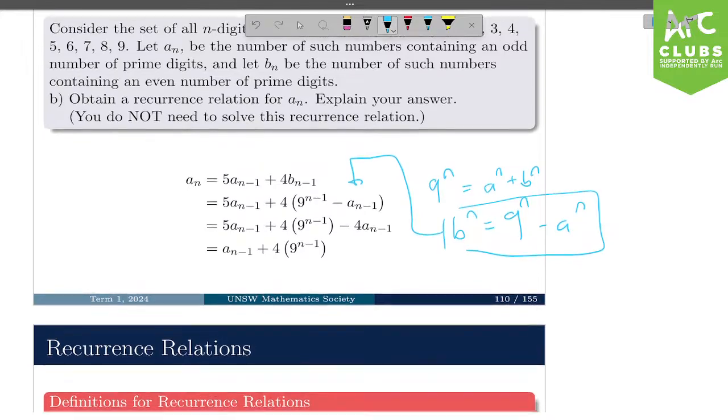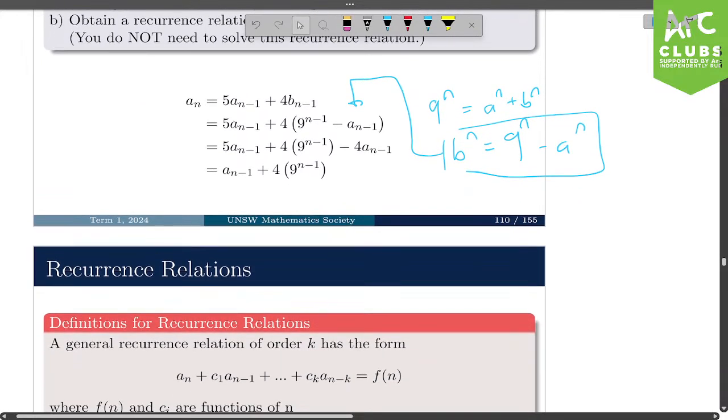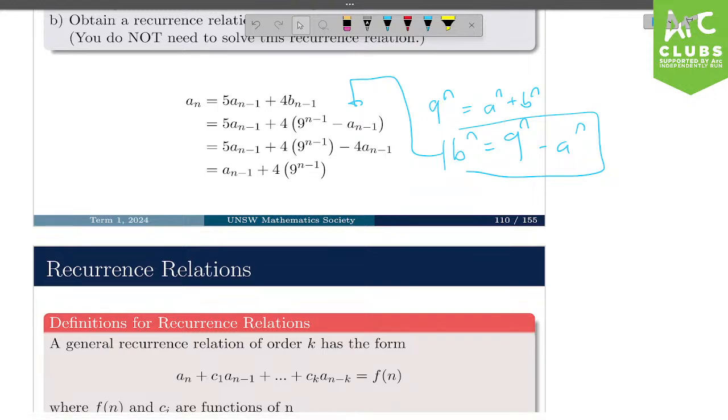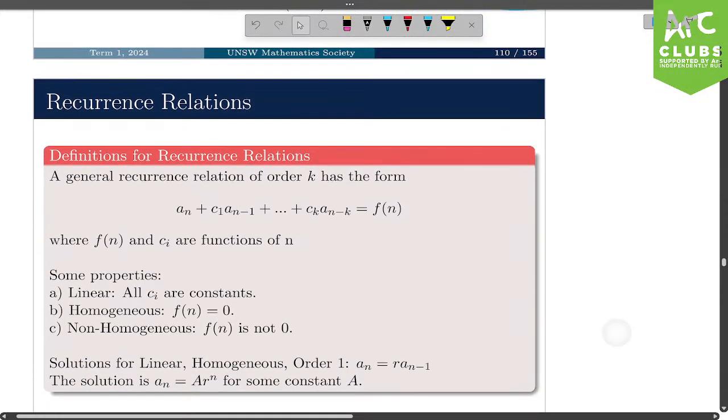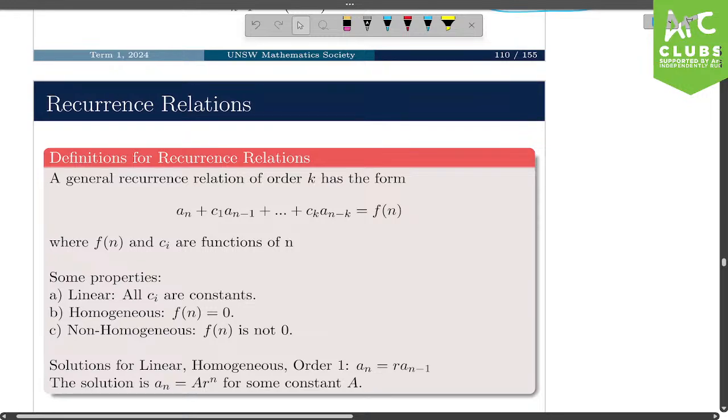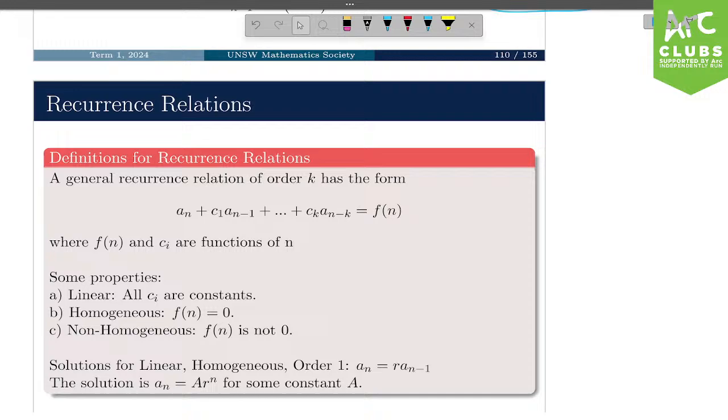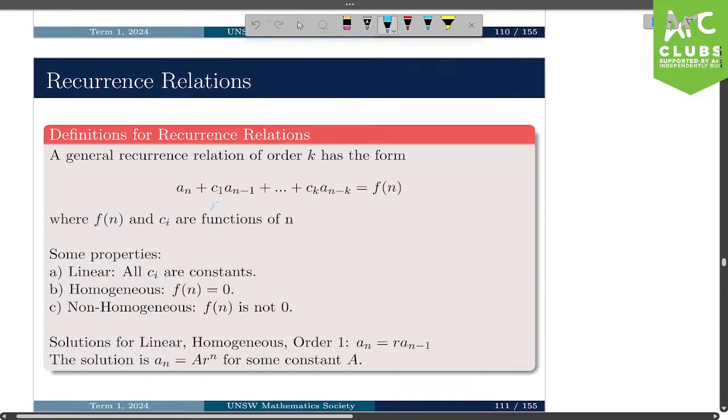All right. So now let's move on to what I would call proper recurrence relations, the recurrence relations you have or will see in your lab 2 exams. How we define a recurrence relation is in the form of a_n plus c_1 a_{n-1} plus all the way up to c_k a_{n-k} is equal to f(n), where f(n) and the c_i are functions of n. It's linear if all of these c_i's are constants. It's homogeneous if this is 0, and it's not homogeneous if it isn't.